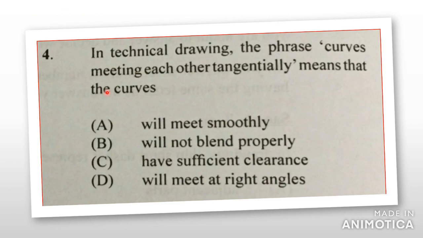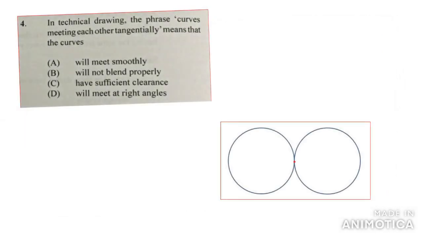In technical drawing, the phrase curves meeting each other tangentially means that the curves: A, will meet smoothly, and we're talking about tangents; B, will not blend properly; C, have sufficient clearance; or D, will meet at right angles. Here you have two circles or two arcs meeting each other, and as you can see, they meet very smoothly. They're barely touching each other, and they just pass each other at one point, which is the red dot. So the answer would be A.